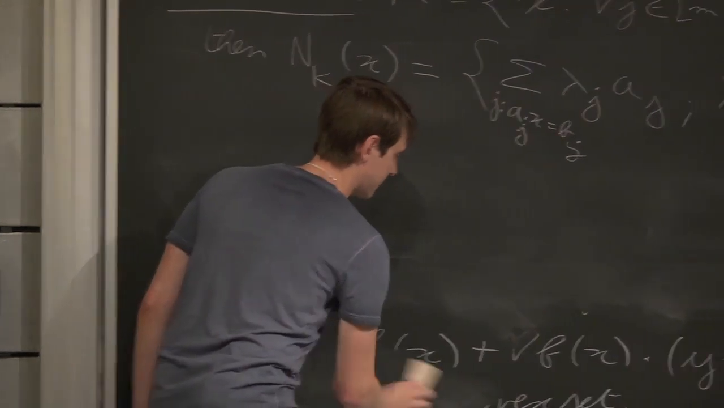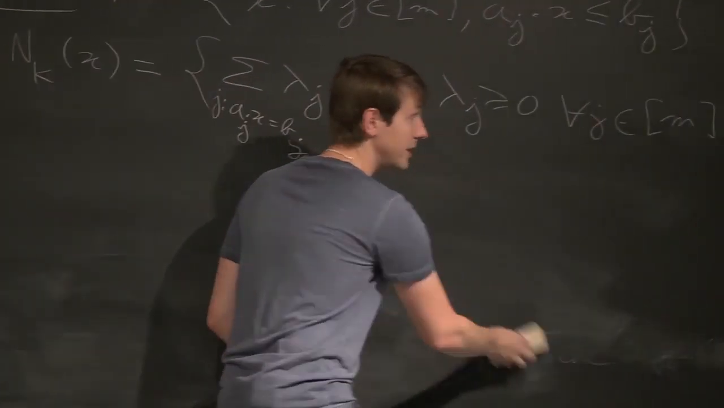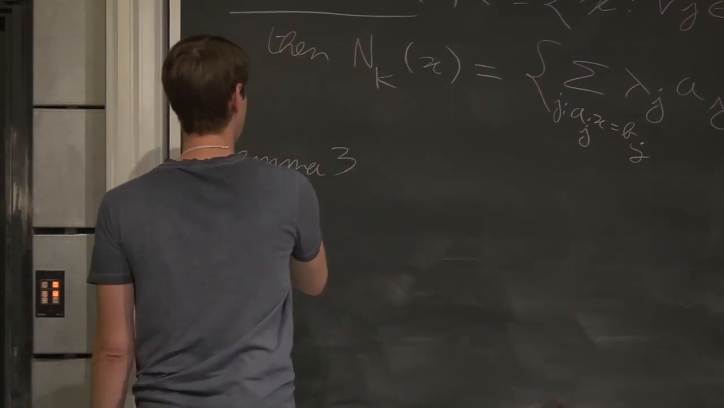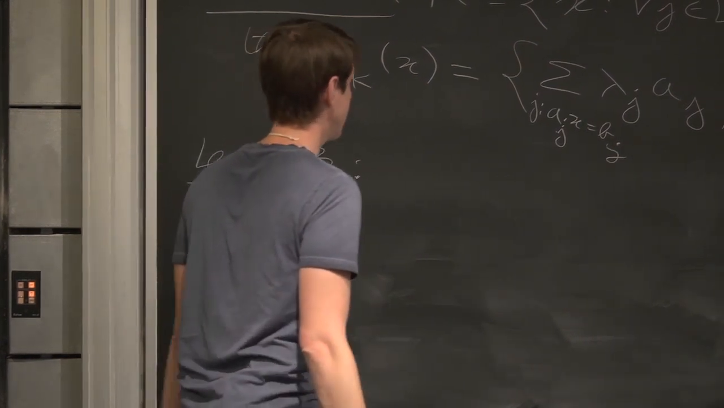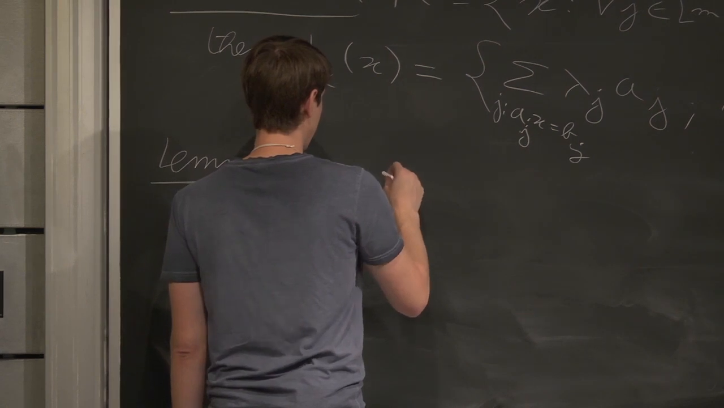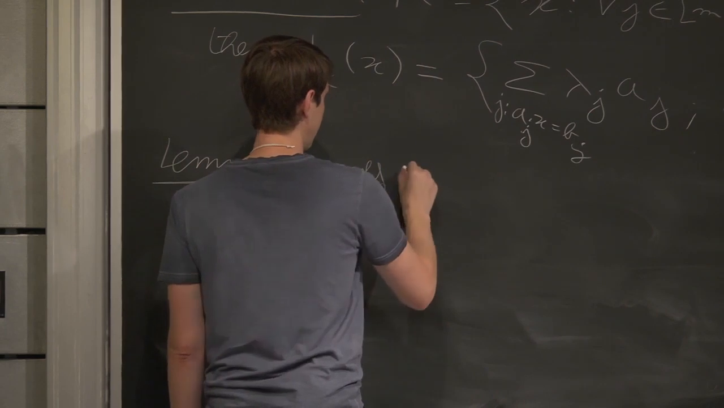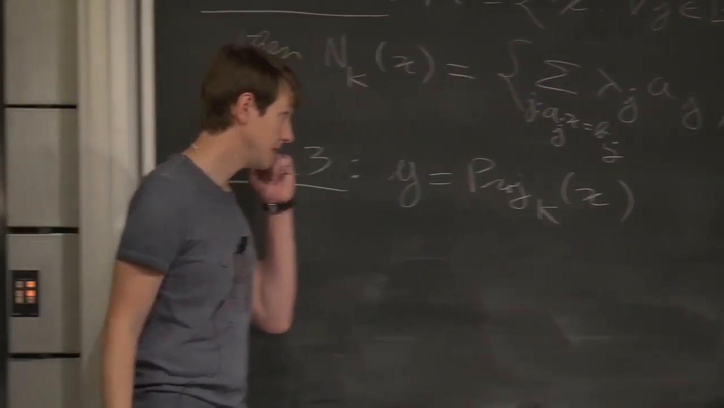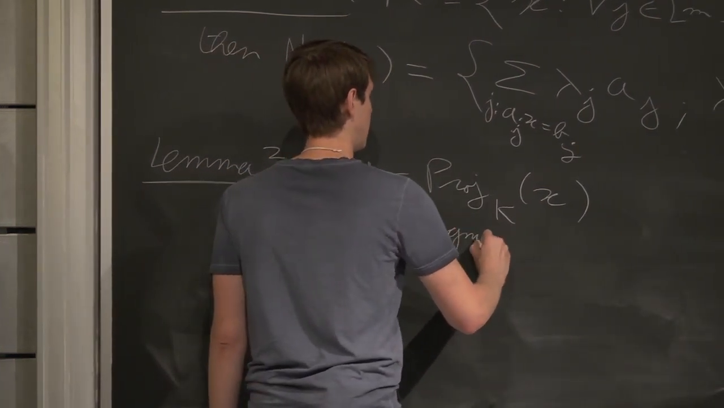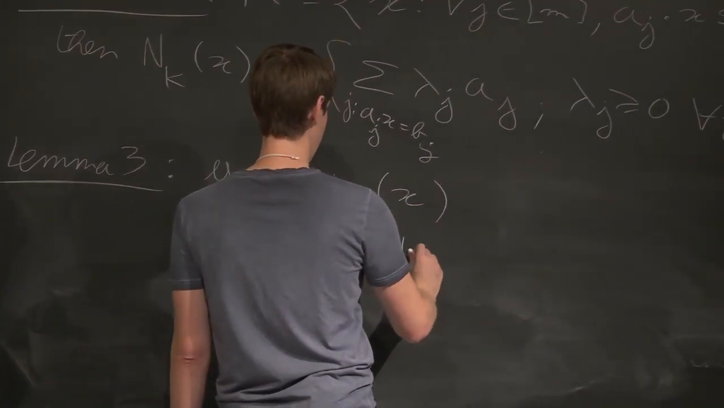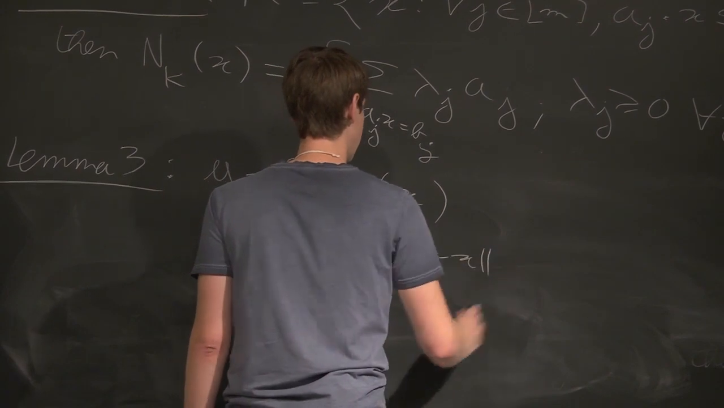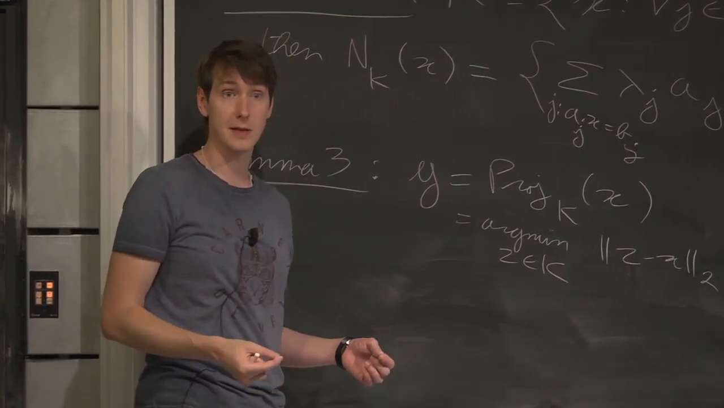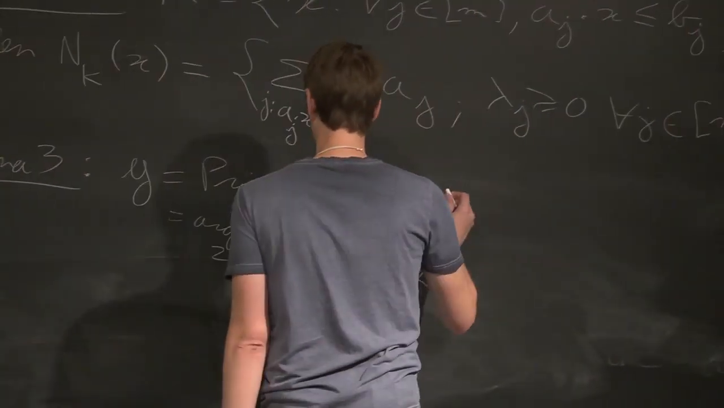Okay, and now I will just give you a last lemma, and then this will be it for the very brief reminder. So lemma 3 is the following. Let's say y is the Euclidean projection onto k of some x. By this I just mean the argmin of the Euclidean norm of z minus x over z in k. Okay, so I have a point x and I just project it on my convex set. Then I claim the following.